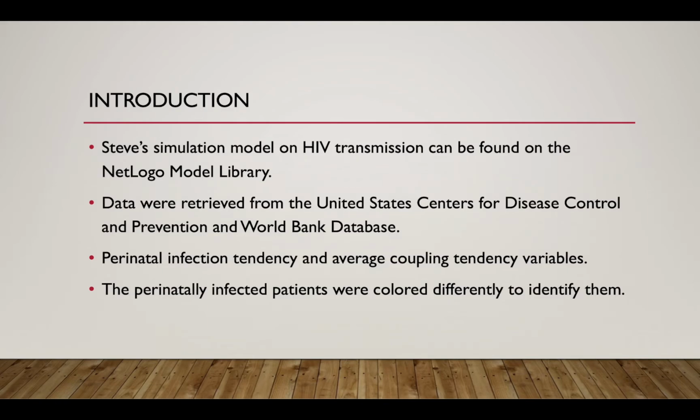Perinatal infection tendency and average coupling tendency variables are used. Perinatal infection tendency is the tendency with which a new birth is infected. The time in which a couple engages in sexual activities can probably decide the birth rate, but in this study it was assumed to be constant. The perinatally infected patients were colored differently to identify them.